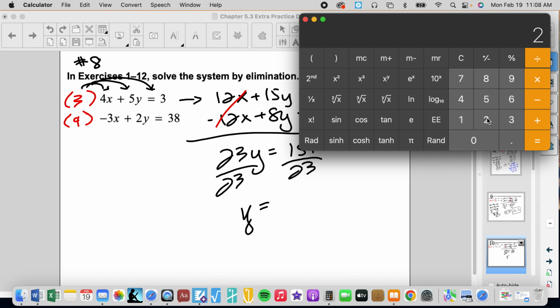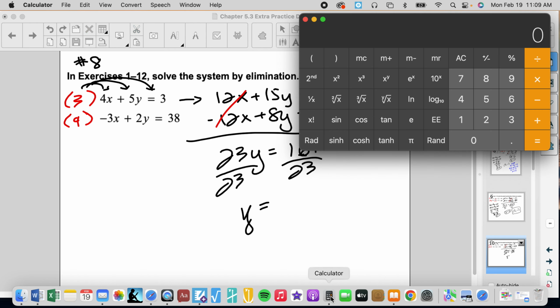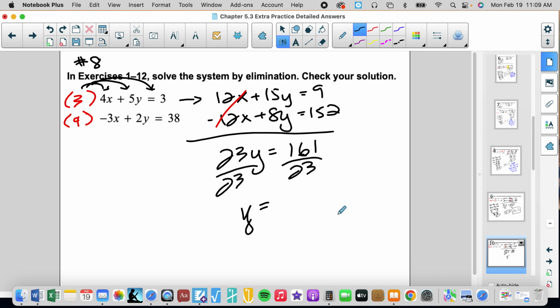151 divided by 23. Oh, I made a mistake. What do we do? 4 times 38, 12. No. Oh, 2. 4 times 8 is 52. Oh no, 140. Oh, it's 152. Sorry, with 52, that's going to be 161. I still think it's 7. 161 divided by 23 equals 7. Yes, I knew the answer was 7. I just didn't do the math correctly.